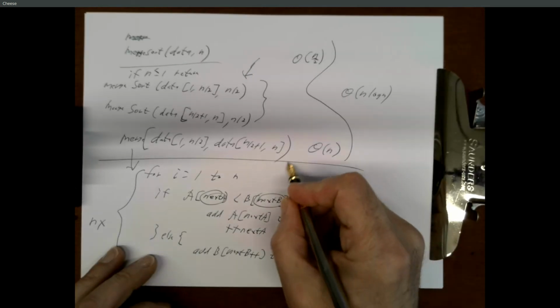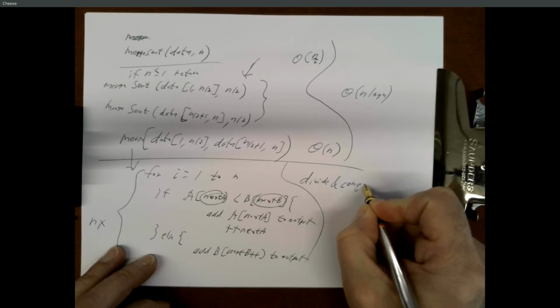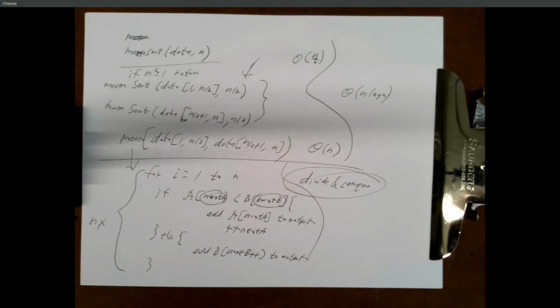And so a term you'll see for this kind of algorithm is divide and conquer. Right, because we take the original problem, we split it into smaller subproblems, we solve those, and then we put the solutions together. And divide and conquer more often than not involves recursion. All right, questions on this?